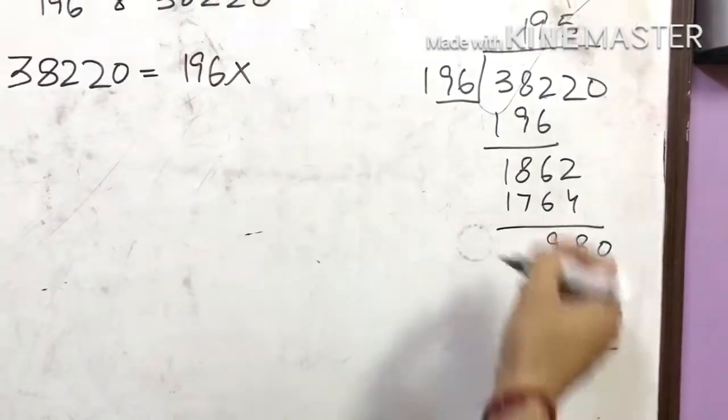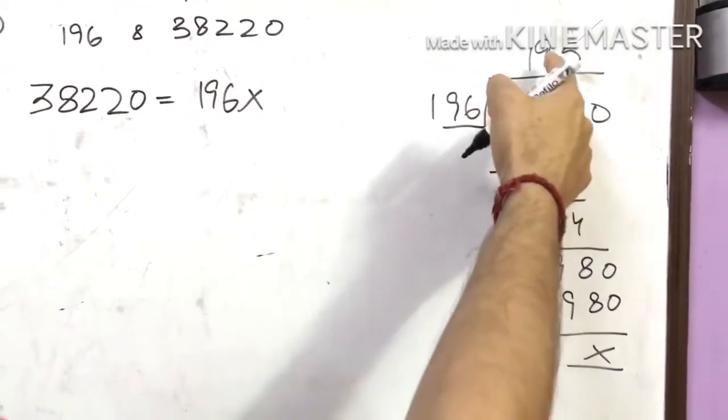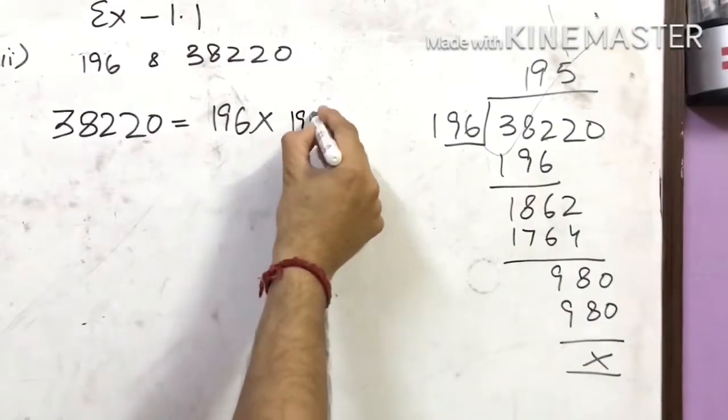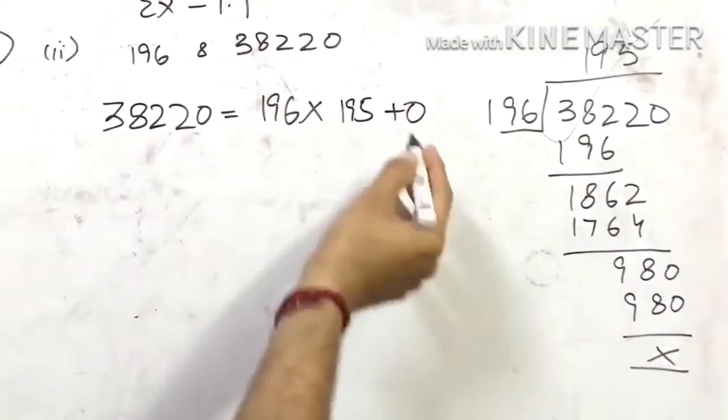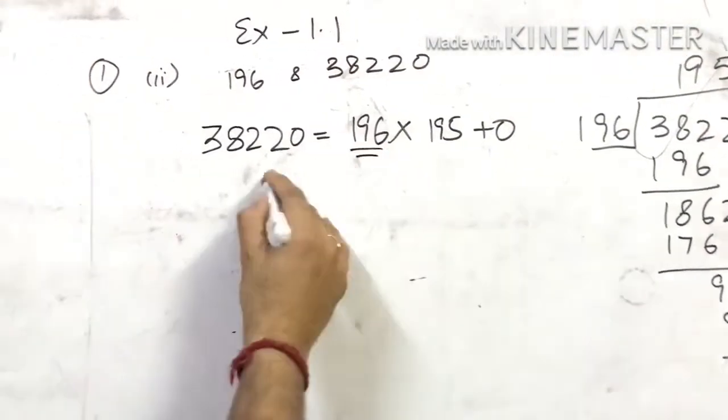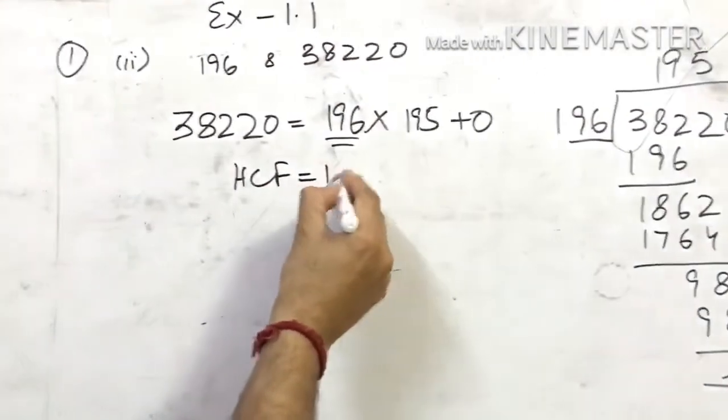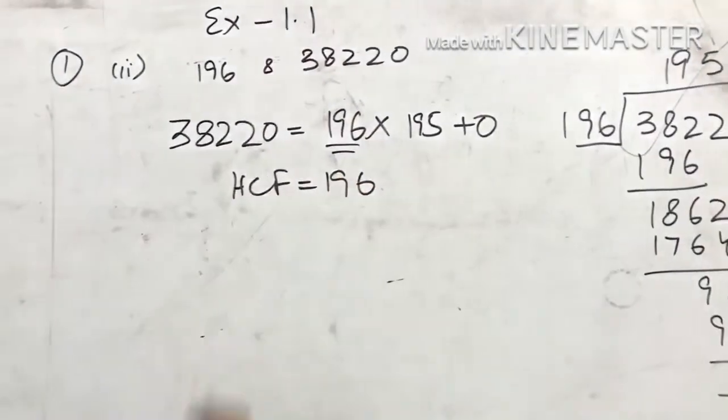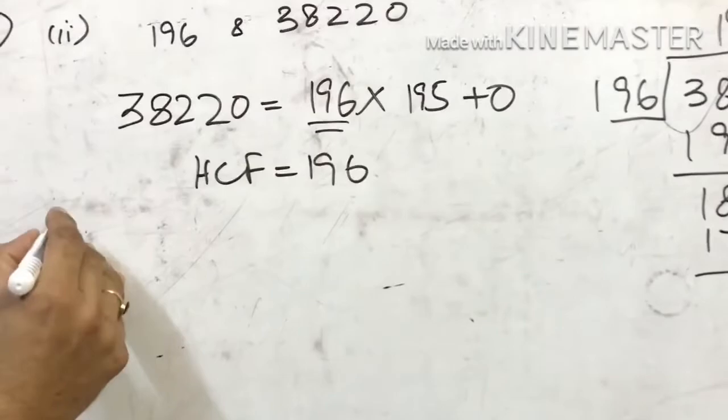So you can see when you divide by 196, you will get 190 remainder 0. So here 195 plus 0. So in the first step itself you will get the answer. HCF will be 196. The divisor is the HCF of these two numbers.